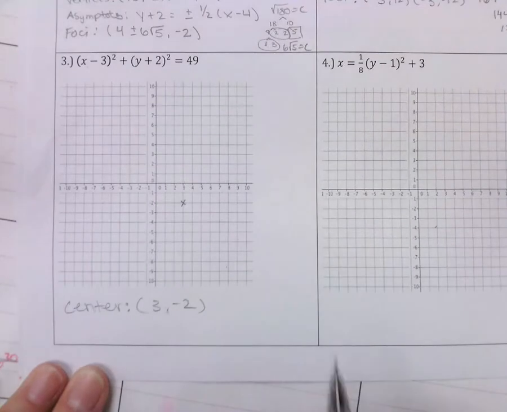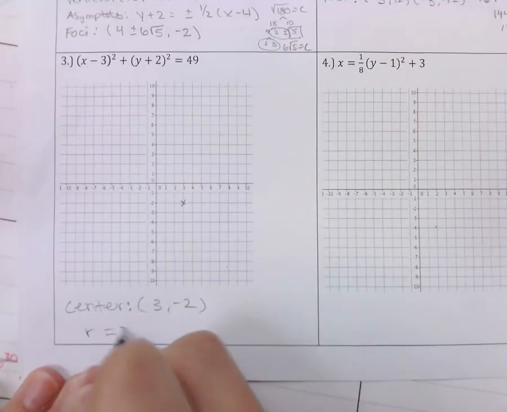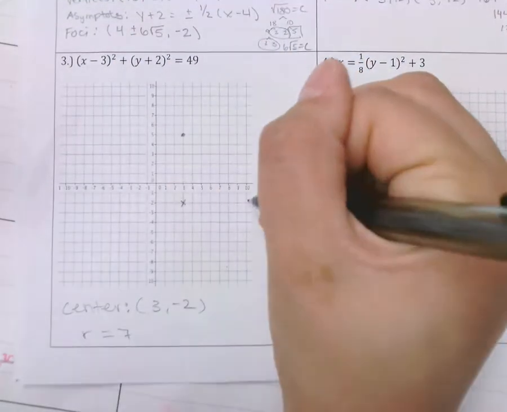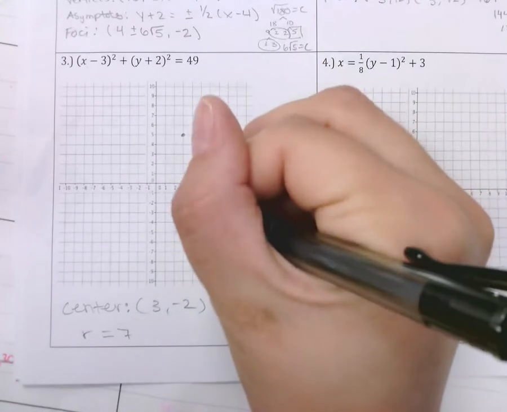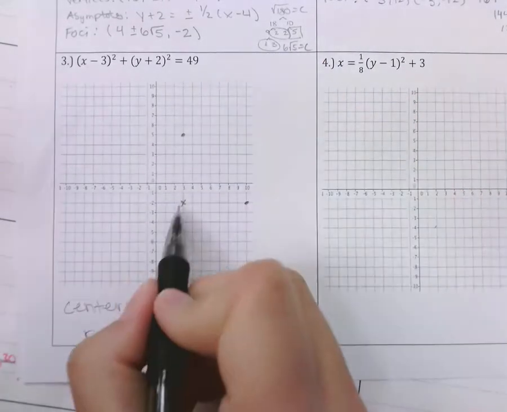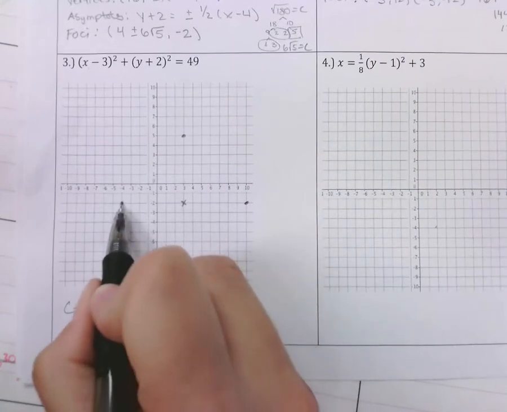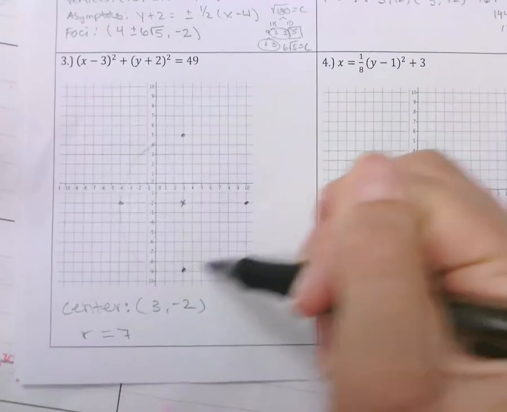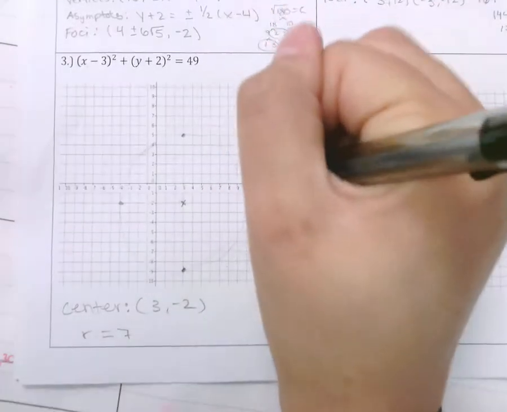Okay, and so the radius, 7. So we're just gonna go 7 in every direction. The circle is the one that doesn't have denominators. 4, 5, 6, 7. And then 7, 3, 4, 5, 6, 7.